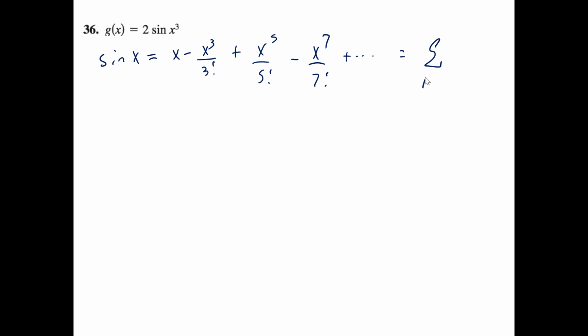The sine of x, we already know, was x minus x cubed over 3 factorial plus x to the 5th over 5 factorial minus x to the 7th over 7 factorial plus dot dot dot, which in summation notation is the summation from k equals 1 to infinity of negative 1 to the k plus 1, to start positive, x to the 2k minus 1 to get the odds, and divided by 2k minus 1 factorial.